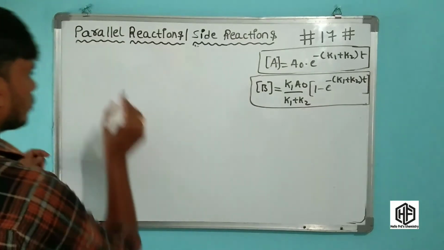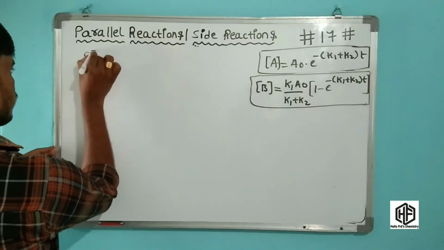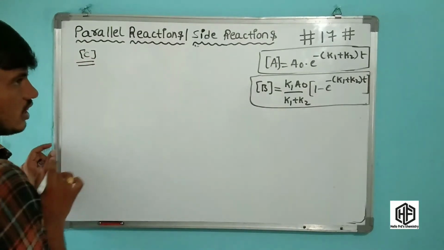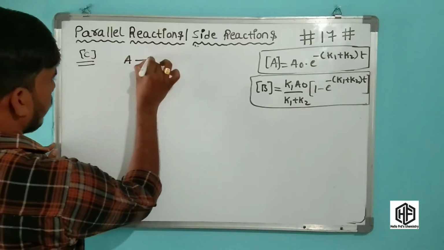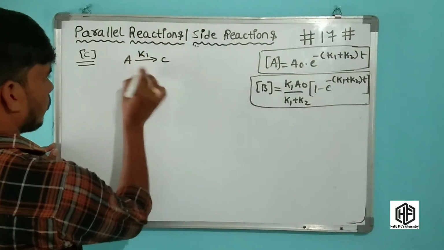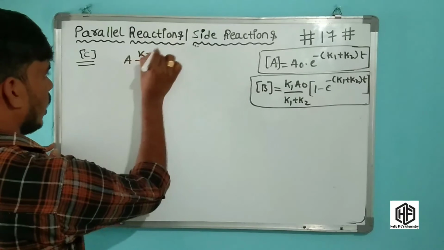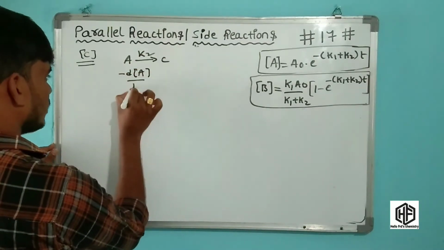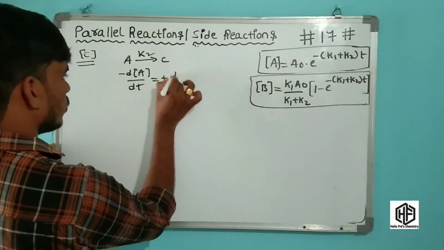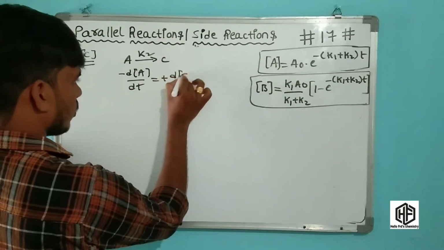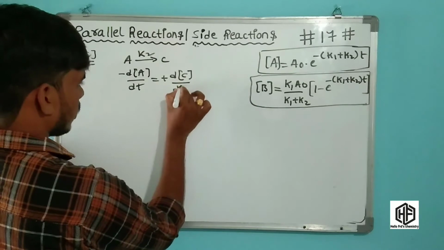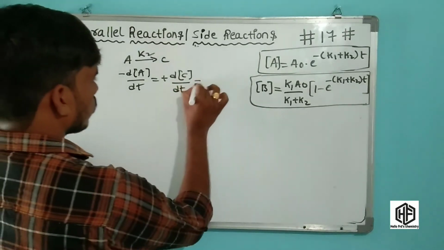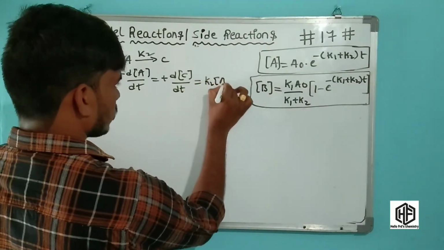Friends, finally the expression of the concentration of C. A gives C. It means this type of reaction has rate constant K2. Now, the minus change in concentration of A by change in time t is equal to, this is a positive value, the change in concentration of C by change in time t is equal to K2 into concentration of A.